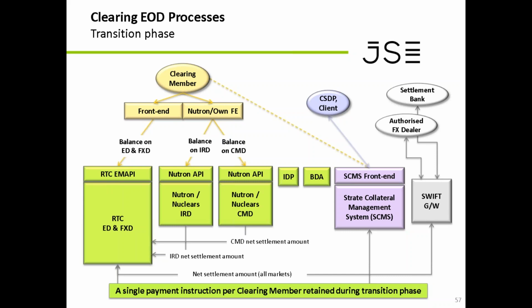So what is going to happen is that once everyone's balanced, all the settlement amounts from the Neutron systems will feed into the RTC system, and then we would generate one settlement instruction for all the derivative markets. That settlement amount would feed through to SWIFT, and from the SWIFT gateway into the settlement bank, and that's how we would get settlement the next day.